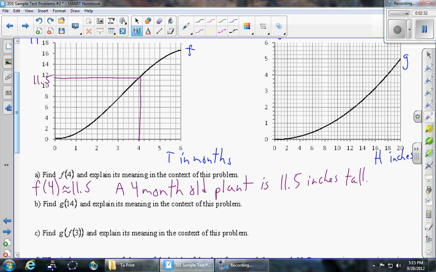Part B, find g of 14 and explain its meaning in the context of this problem. So g of 14, 14 is the input, it's right over here. We go up to the curve. We go to the left. It looks like it's something a little bit under 2.5, maybe 2.4.